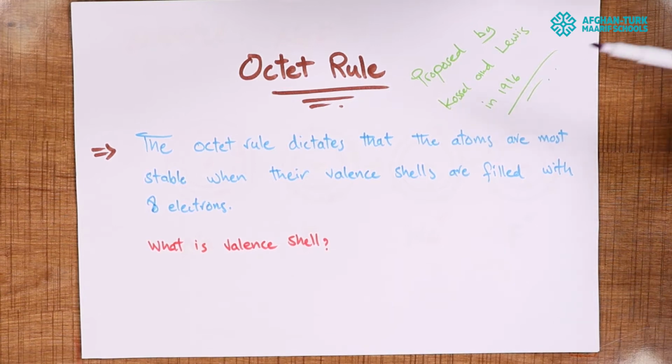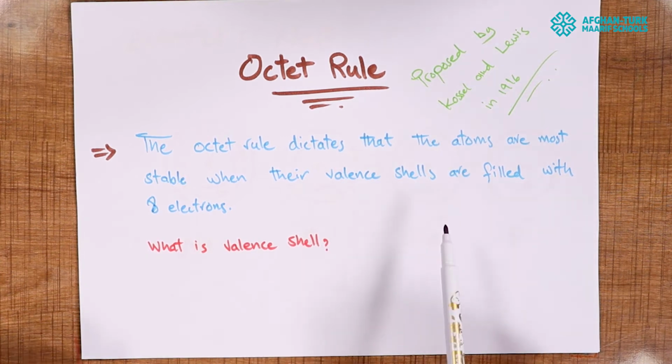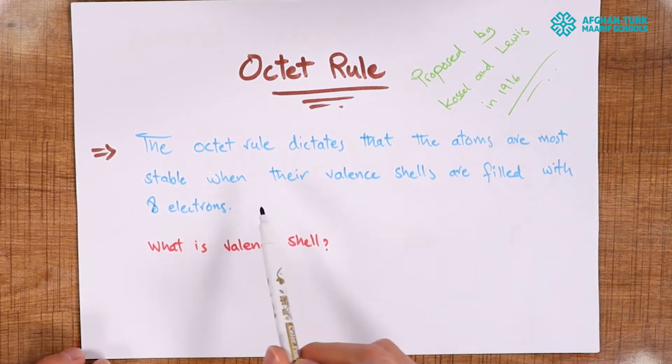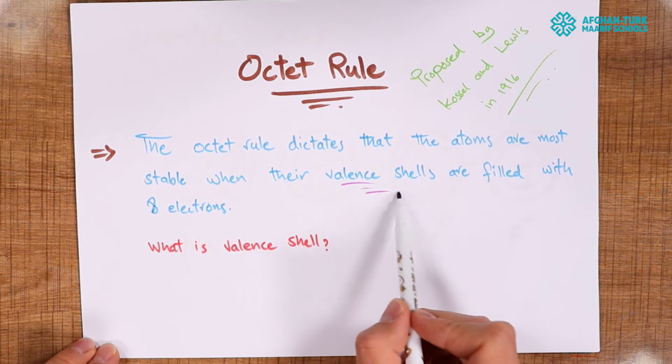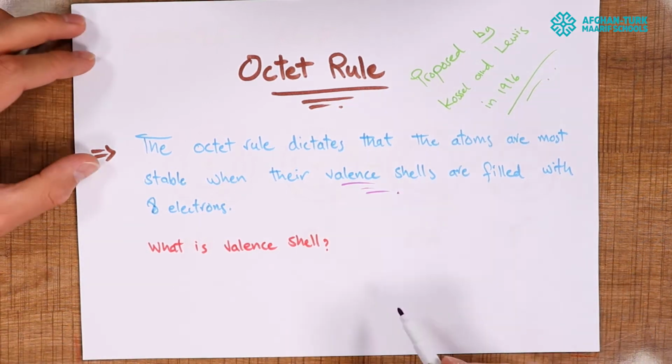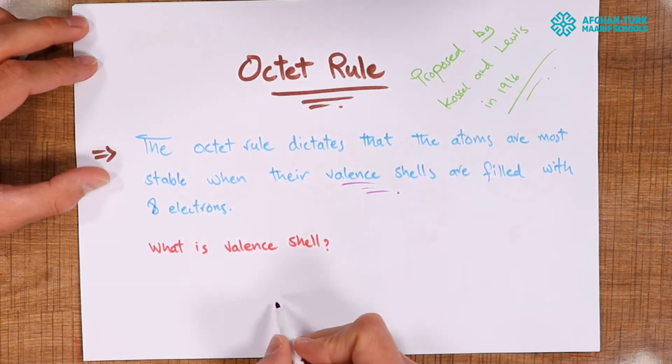And who proposed the octet rule? There were two scientists. Lewis is the very famous one of them. Kossel and Lewis, in 1916, proposed this octet rule. I've told you that atoms are stable when their valence shells are filled with 8 electrons. So what does this mean? Valence shell. Let me show you in an example. For example, carbon.